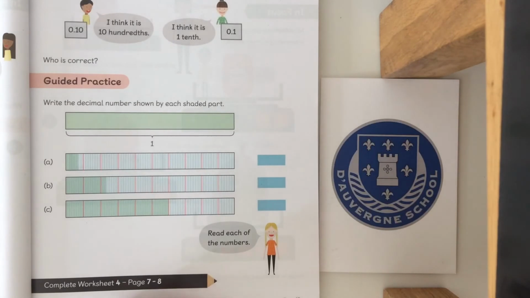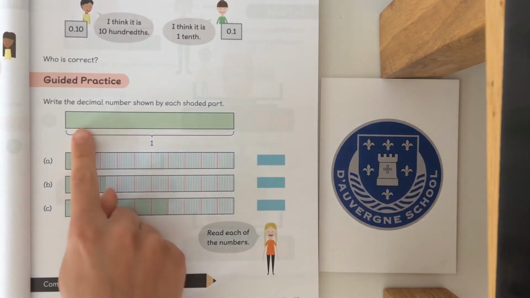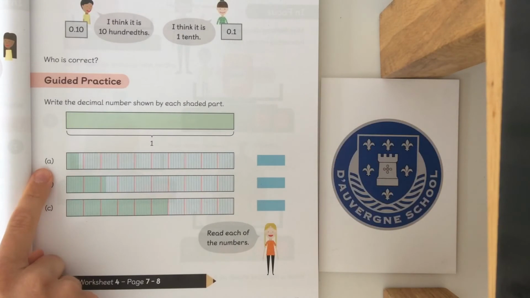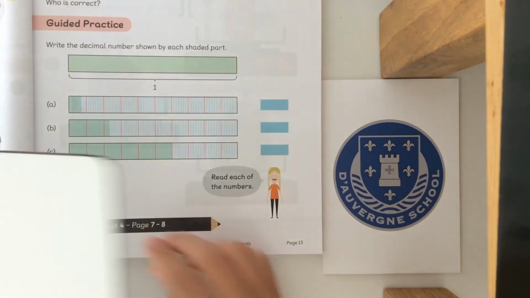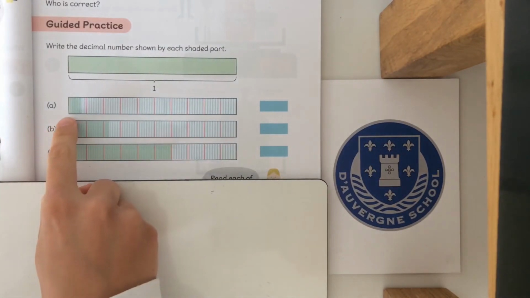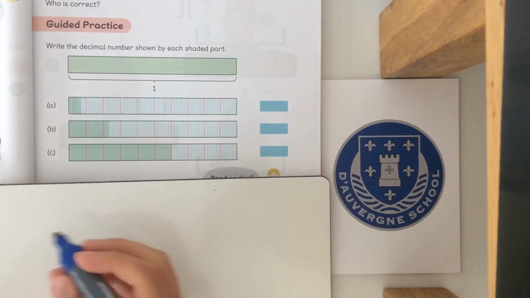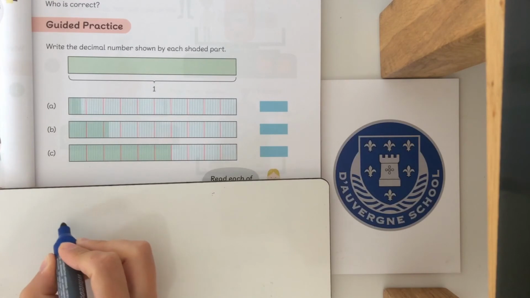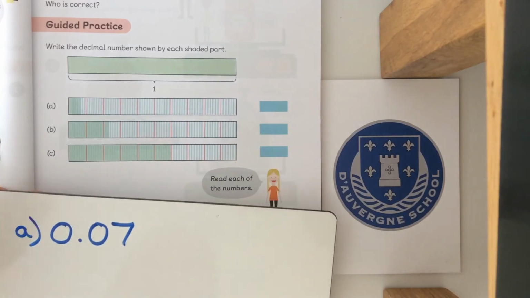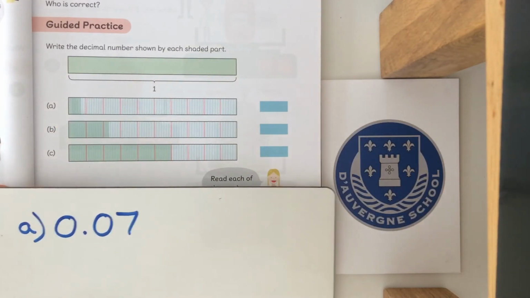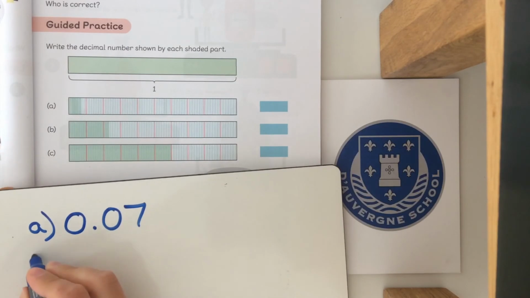Right, now we're going to have a go at the guided practice. The same as before, if this bar equals a whole, write the decimal represented in A, B and C. Then have a go at reading each of the numbers out loud. Pause the video now whilst you give that a go. Okay, so for A, we've got 1, 2, 3, 4, 5, 6, 7 coloured in. So that's 7 hundredths. Sometimes it's easier to count backwards from the red line to see how many are not coloured in. I know that might be a strategy some of you have used.